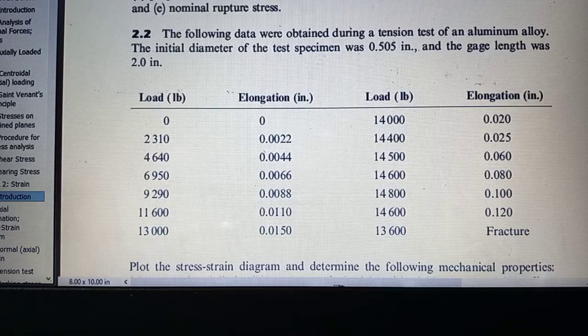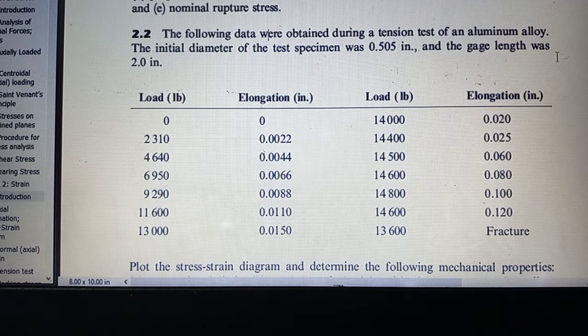In this video, we are going to try to solve this problem. Okay, so this is 2.2, from Mechanics of Materials by Andrew Pytel and Jaan Kiusalaas, second edition.